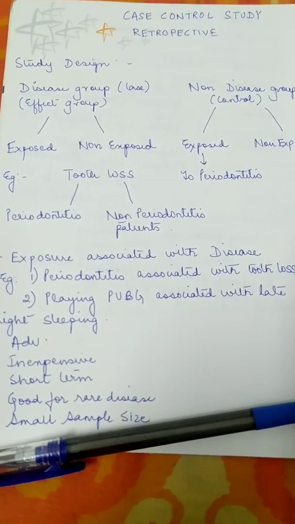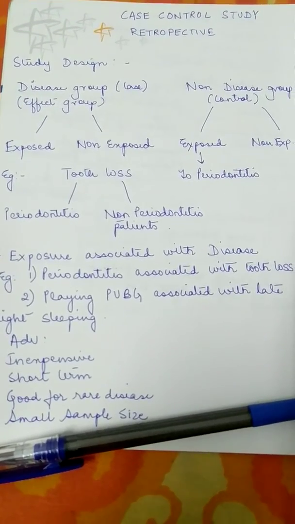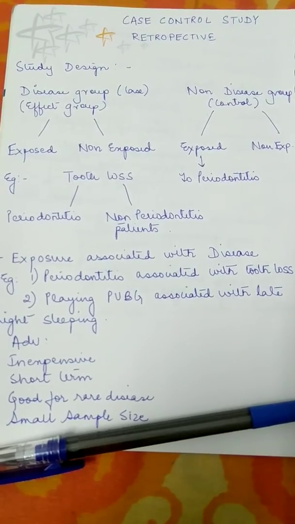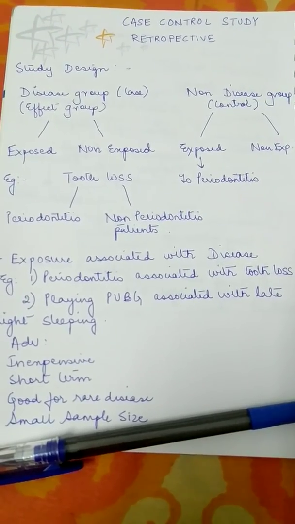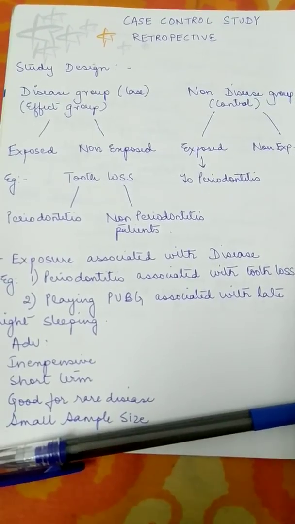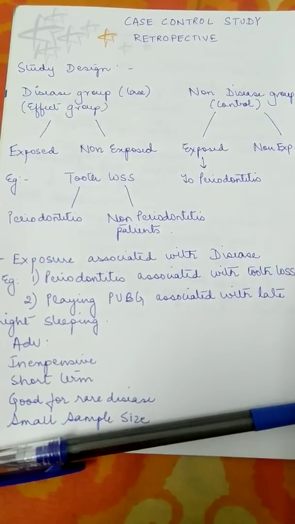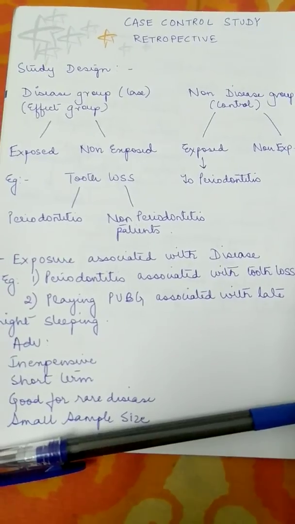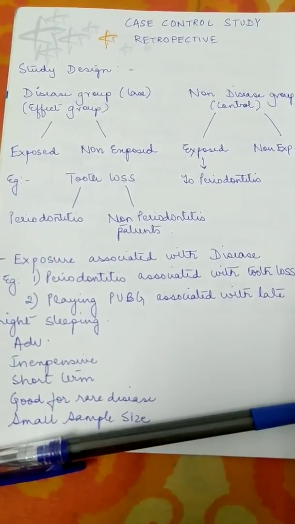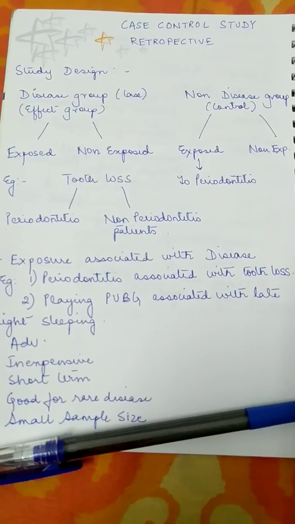So the exposure, or the PUBG, is already happening, and we are asking or going back to the past and just digging the answer. What is the advantage? It is inexpensive, it is short term, it is good for rare diseases, and it requires a very small sample size.